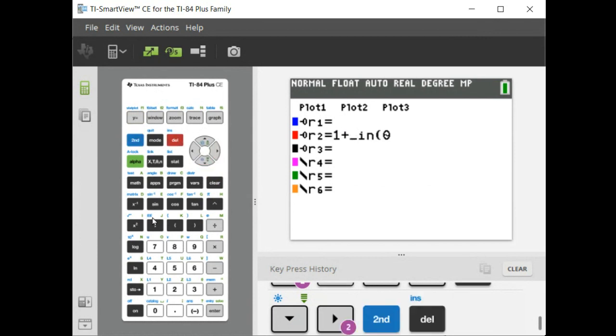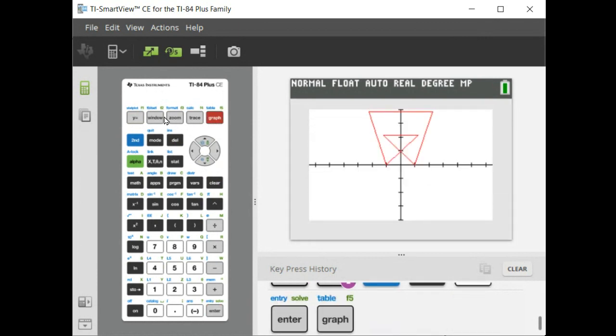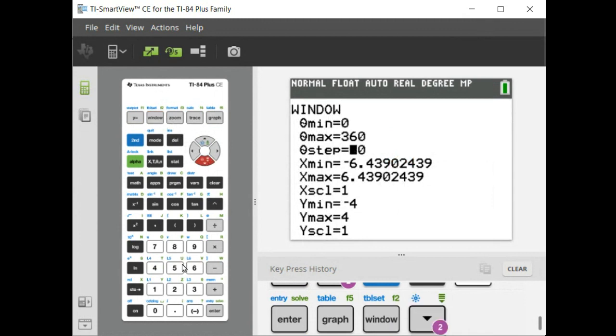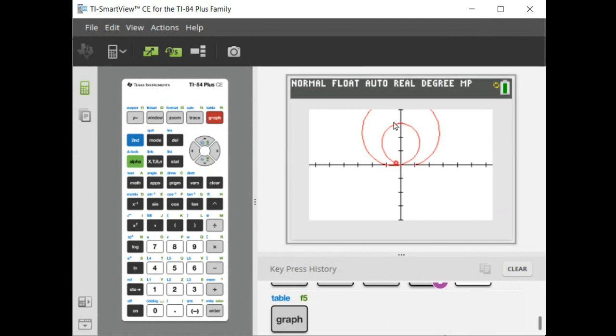Professor, do we still characterize these shapes as a cardioid? Yes. And is there such a thing as a limaçon for sine cardioids? Yes. Limaçon just means they have a little loop inside it.